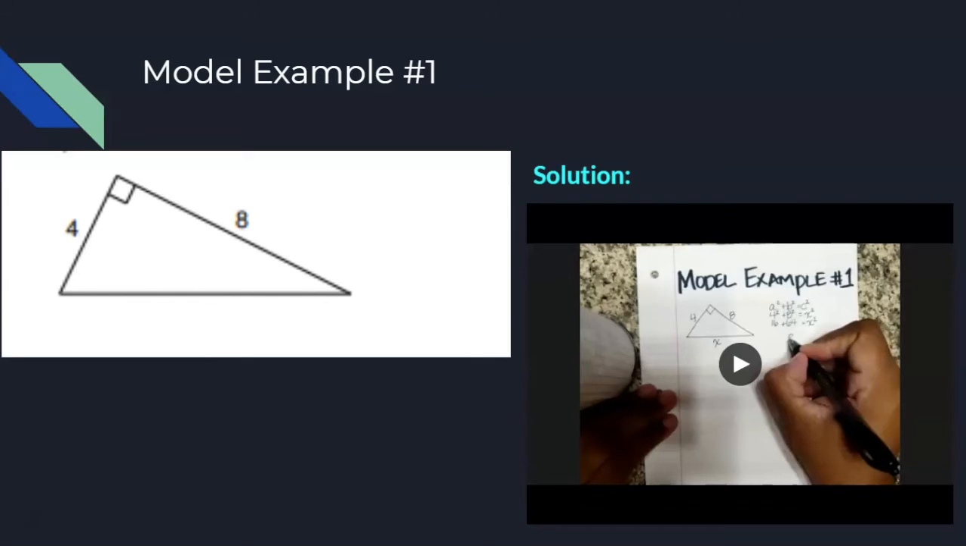Up until this point, any square root that did not simplify to an integer or whole number, we wrote as a decimal. Today, we're going to write them as simplified radicals. So if you can go ahead and draw the illustration for model example number 1, and then we'll look at that solution.